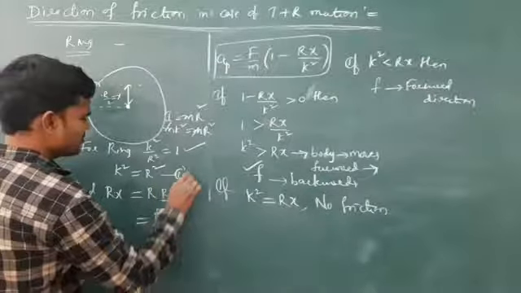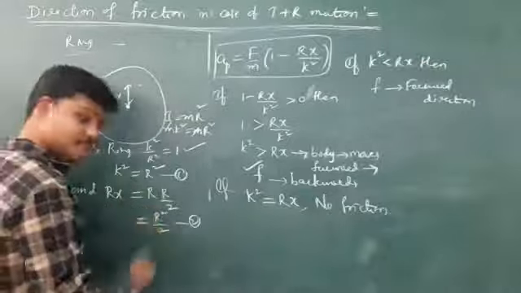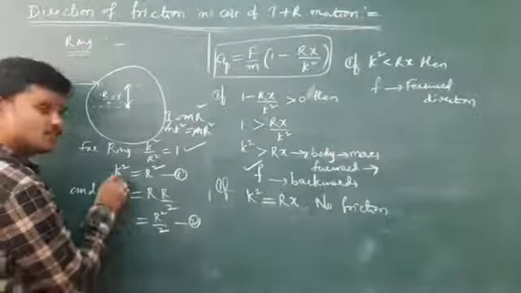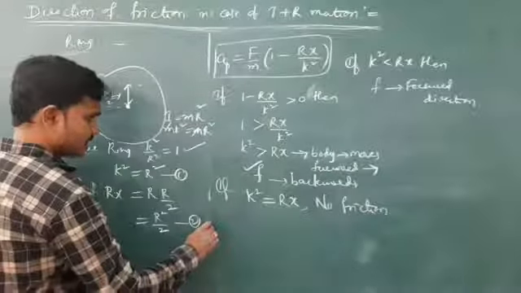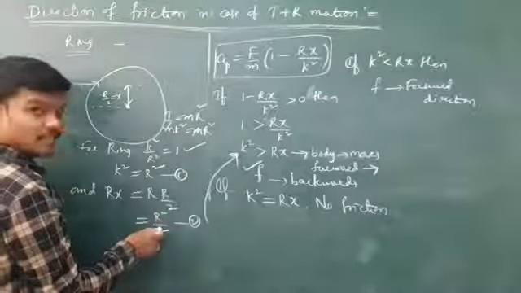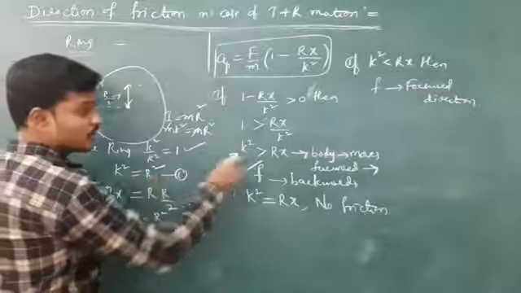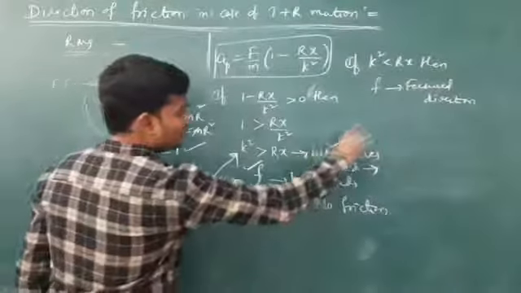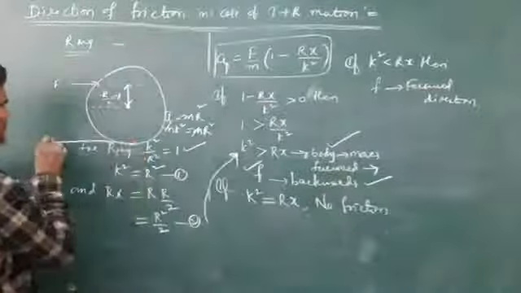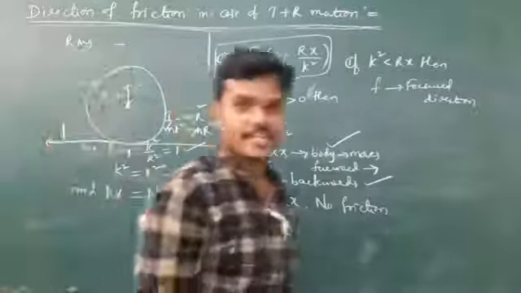Compare these two equations, equation 1 and equation 2. K square is r square, Rx value is r square by 2. So this is dominating. Here k square is greater than Rx. Rx value is r square by 2, k square is only r square. So k square is greater than Rx. The body moves forward, and no doubt frictional force acts in the backward direction.